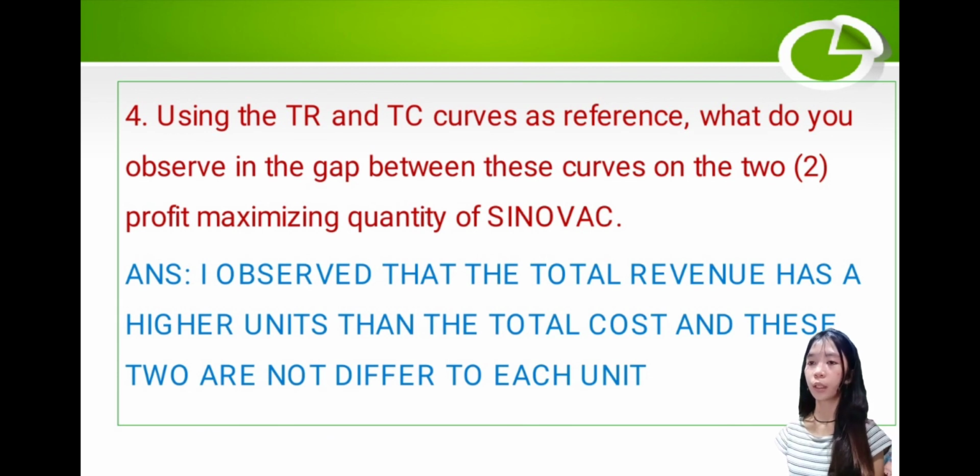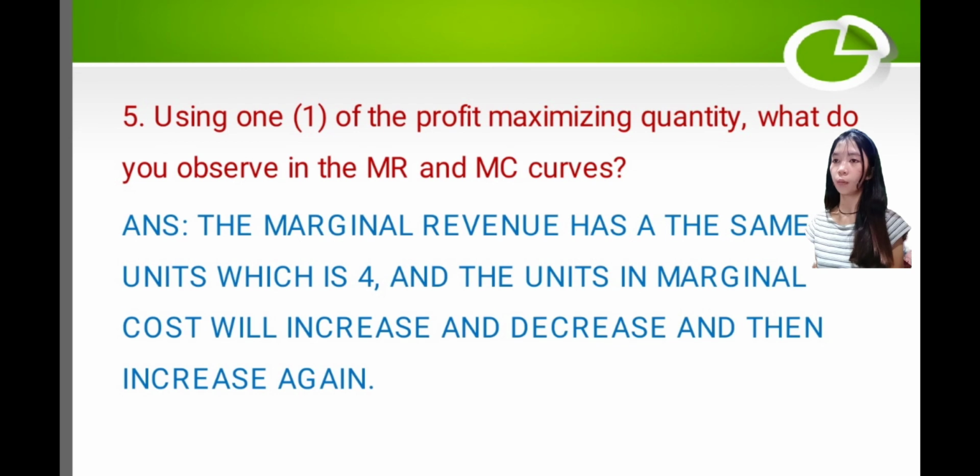I observe that the total revenue is higher than the total cost, and the gap does not differ for each unit. Using one of the profit maximizing quantities, what do you observe in the MR and MC curves? The marginal revenue stays the same, which is 4, and the marginal cost will decrease and increase, and then increase again.